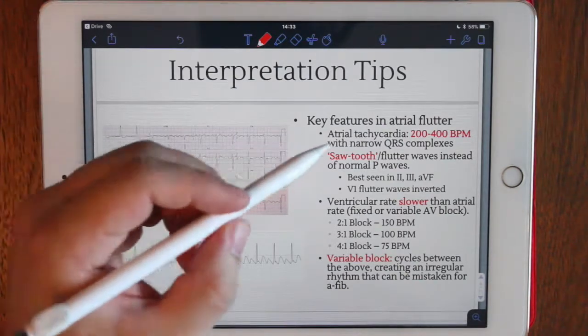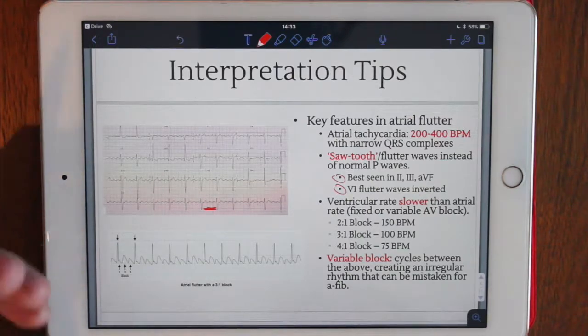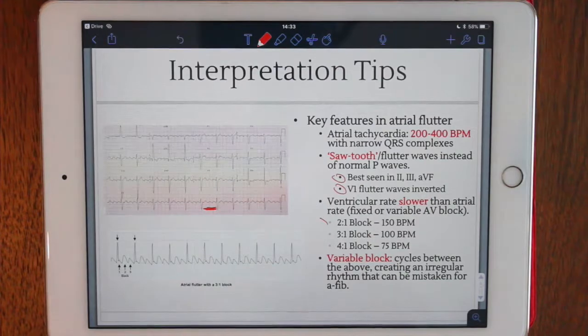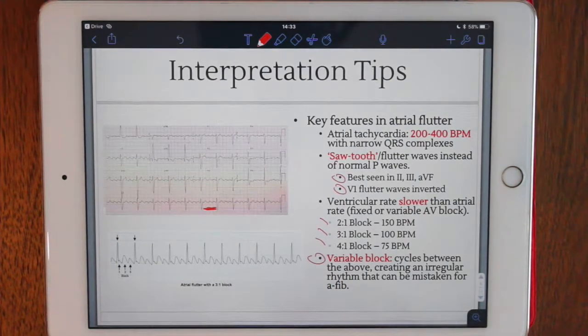It's best seen in leads 2, 3, and AVF, and if you look in V1, those flutter waves will often be inverted. The ventricular rate will always be slower as the AV node will block transmission of repeated atrial contractions. Now the block is often in a fixed pattern. If it's a 2-to-1 block, the ventricular rate will be 150, 3-to-1 will be 100, 4-to-1, 75, and on and on and on. Importantly, every once in a while you'll have variable block. So the ratio will shift between 2-to-1 and 3-to-1, or 3-to-1 and 4-to-1, etc.